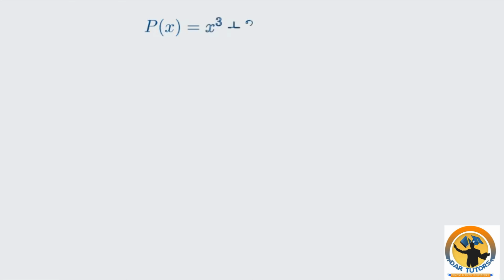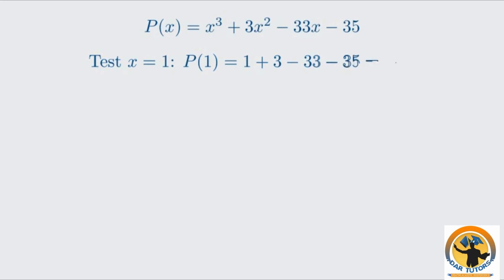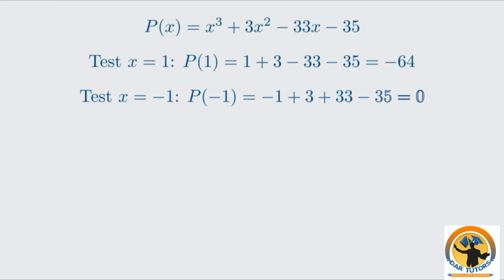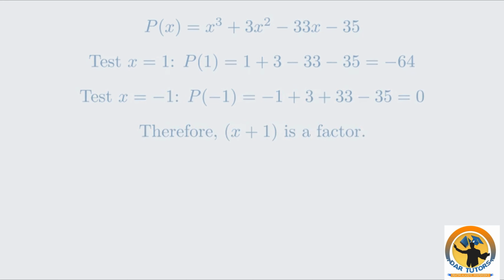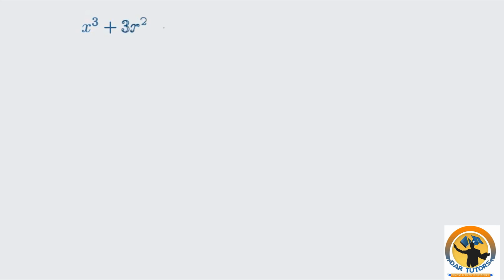Let's test x equals 1. P of 1 is 1 plus 3 minus 33 minus 35, which is negative 64. Not a factor. Let's try x equals negative 1. P of negative 1 is negative 1 plus 3 plus 33 minus 35, which is 0. Excellent. Since p of negative 1 is 0, by the factor theorem, x minus negative 1, or x plus 1, is a factor. Now we know that x plus 1 is a factor.